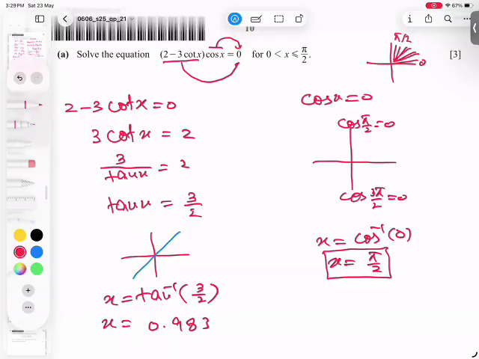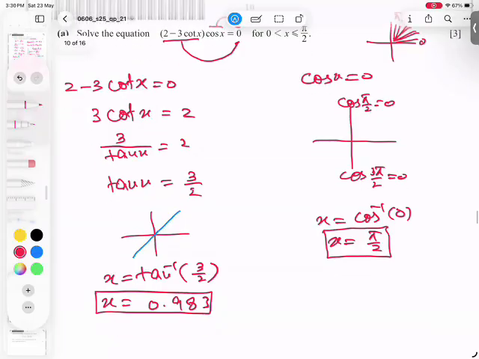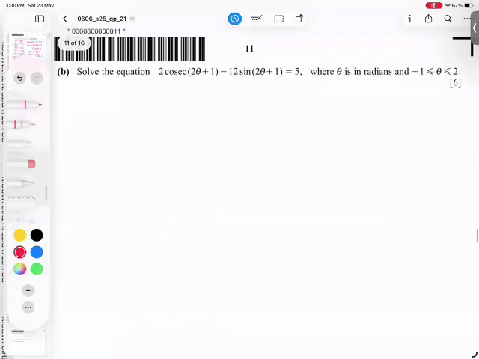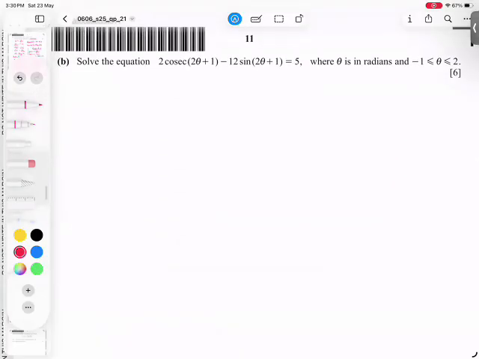0.983. So because 3 SF, we have to go for it. And we got 2 answers, we can see clearly. And part number 1 is completely over. Let's go to part number 2, part B. So what a question we have. We have been given this cosecant and sine in radians, and we need the answer in this form.